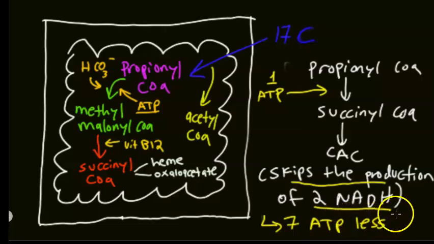And this is specifically when we compare a 17-carbon fatty acid to a 16-carbon fatty acid, where we make 8 acetyl-CoA. But here we make 7 acetyl-CoA and a propionyl-CoA, but that propionyl-CoA makes 7 ATP less. So therefore, a 17-carbon fatty acid will actually make 7 ATP less than a 16-carbon fatty acid.